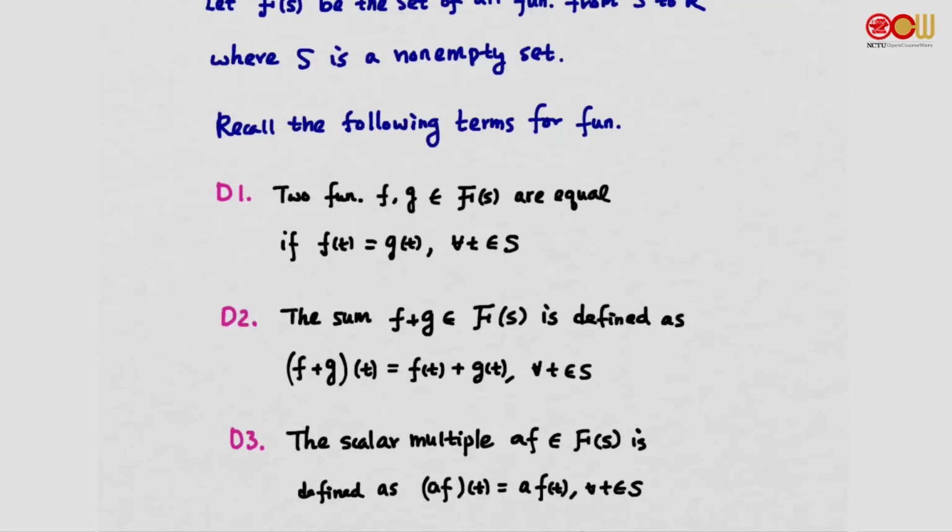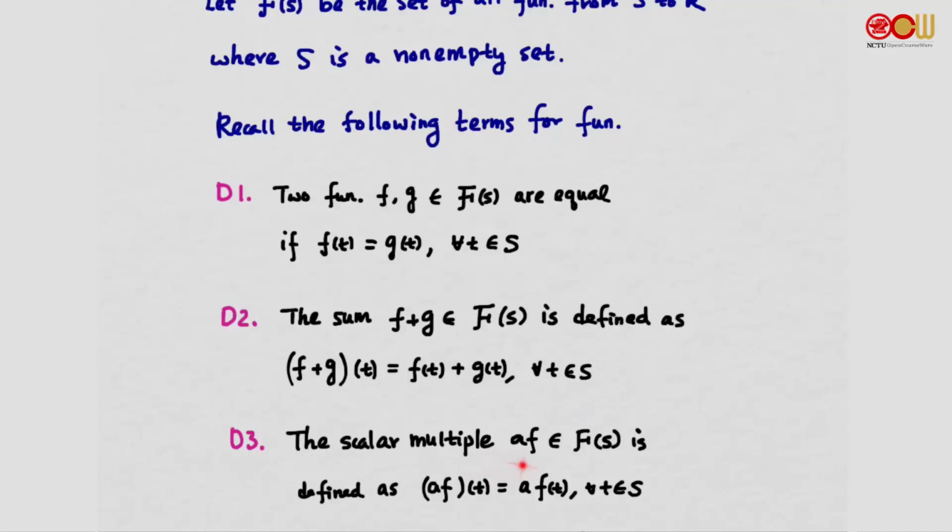Before we see why function space is a vector space, let's recall the following terms for functions, where we have sum, we have scalar multiple, and we have equal. Well, two functions f and g are called equal if f of t is the same as g of t for every t in S. And the sum, f plus g, is defined like this: (f plus g) of t is f of t plus g of t for all t in S.